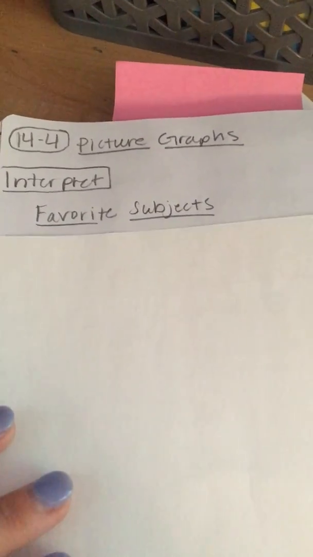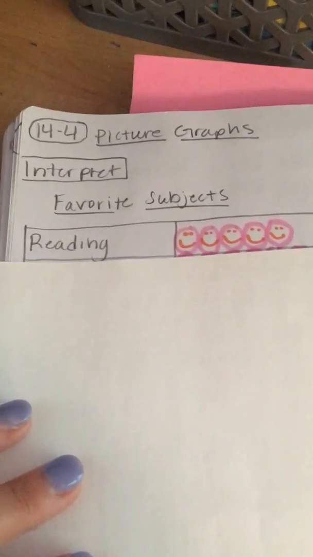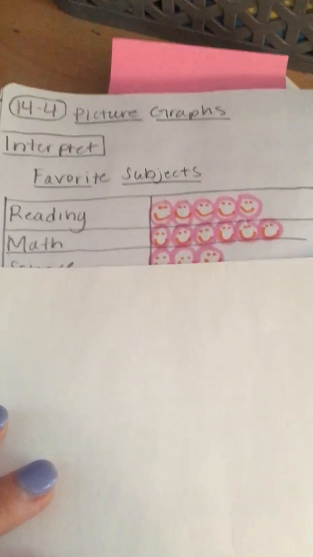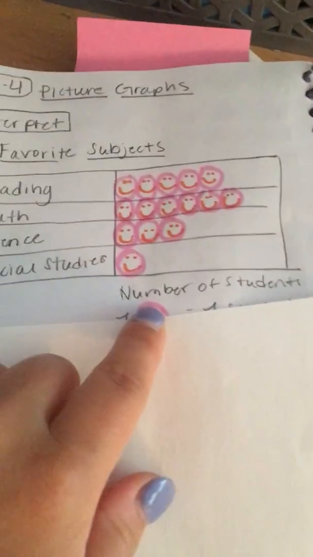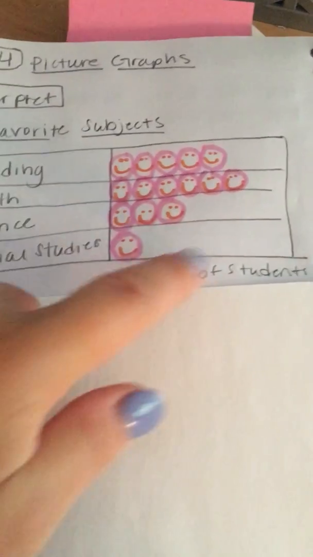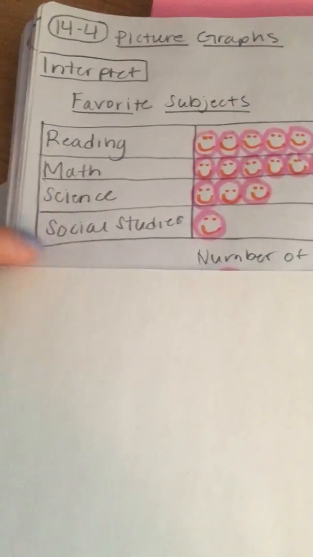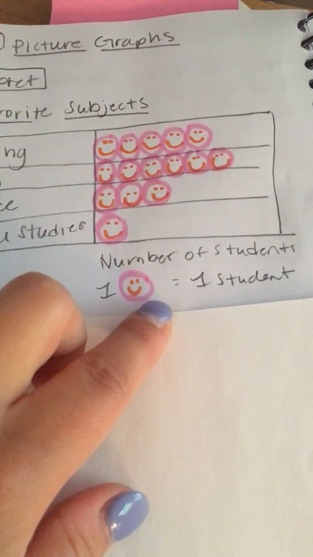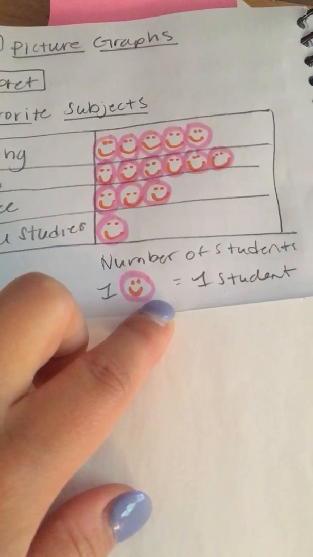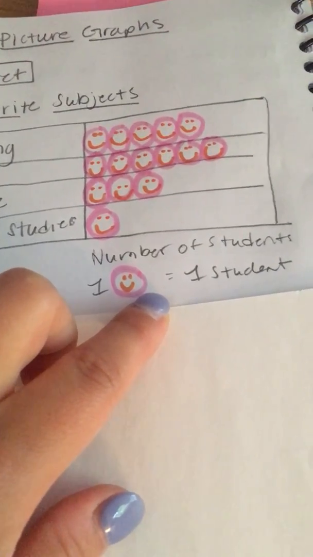in each category. So this graph is called favorite subjects in school. We have a reading category, we have a math category, we have science, and we have social studies. And down here it says number of students, so this must be the number of students. This is the side that is the subjects. And down here there is a little key. We call this like a picture graph key.